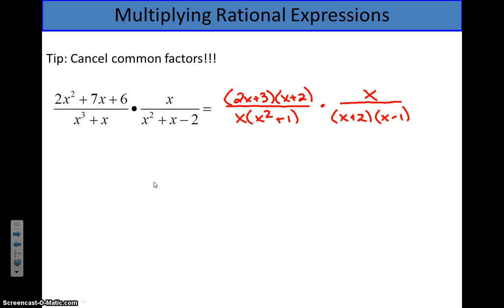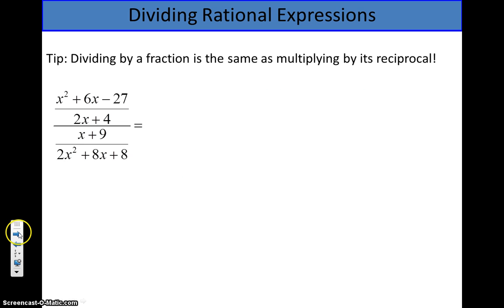So in terms of what we can factor there, we can simplify this x for that x. We can also simplify that quantity of x plus 2 with this quantity of x plus 2. And so our answer is that we have 2x plus 3 divided by x squared plus 1 times the quantity of x minus 1. Okay. And that would be our answer in a simplified form.